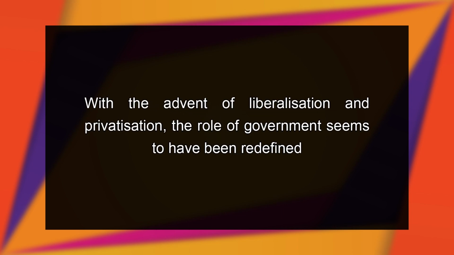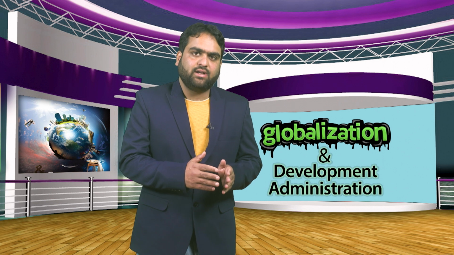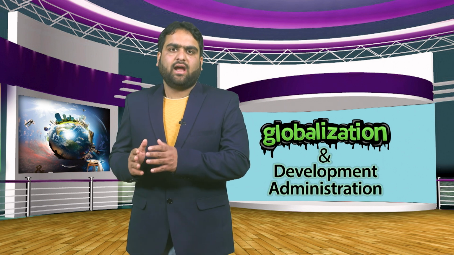Only recently, with the advent of liberalization and privatization, the role of government seems to have been redefined. There is stress on downsizing of the government and the transfer of development functions to the private sector. This has reduced the scope for detailed planning, and instead one notices a coexistence of the traditional government planning and the emergent indicative planning. For example, even the Planning Commission reports of the Government of India in the early 90s referred to the utility of indicative planning. For the foreseeable future, the coexistence of detailed, sectoral, and indicative planning is most likely to remain.